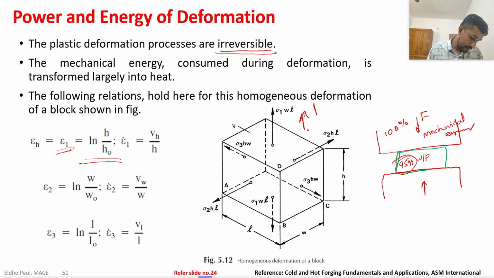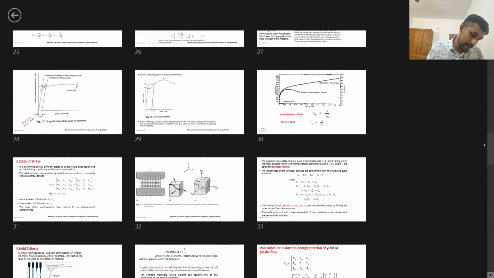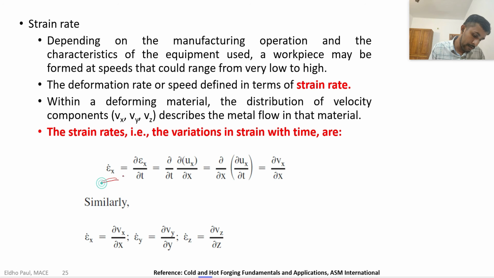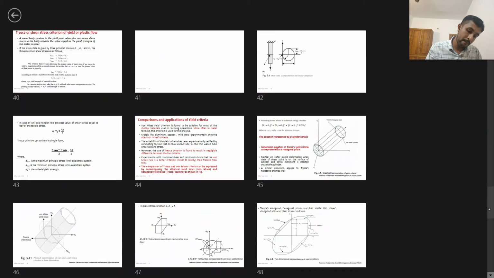And in the previous case, the strain rate is equal to V by H. That we also calculated. What is the strain rate? In the last lecture I explained that. Strain rate is equal to dou epsilon x by dou t. From this we got dou Vx by dou x, that means the change in velocity with respect to distance. That is the strain rate. So a similar strain rate can also be applied in this equation.